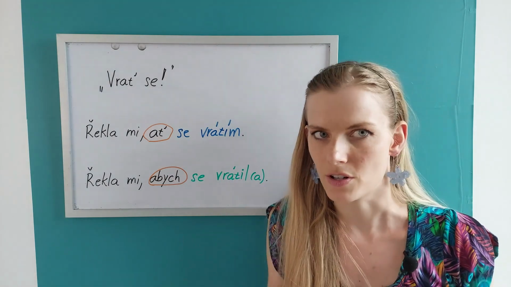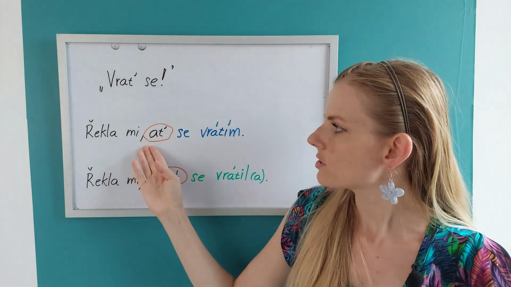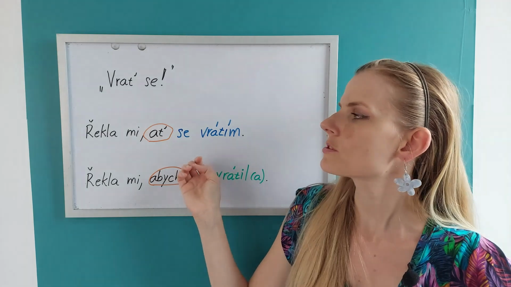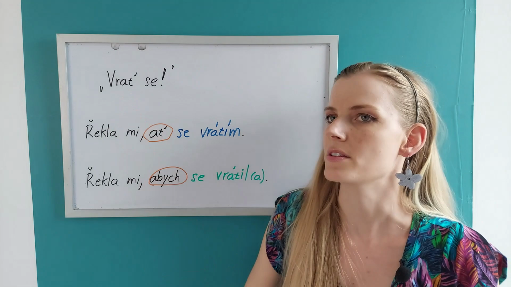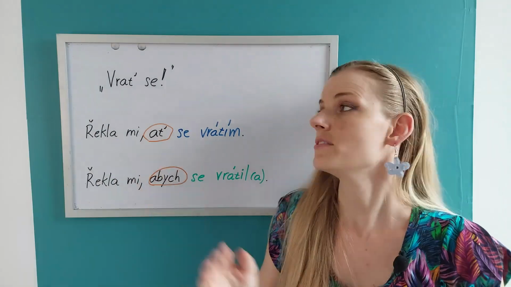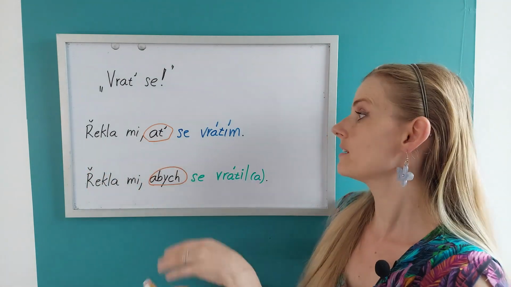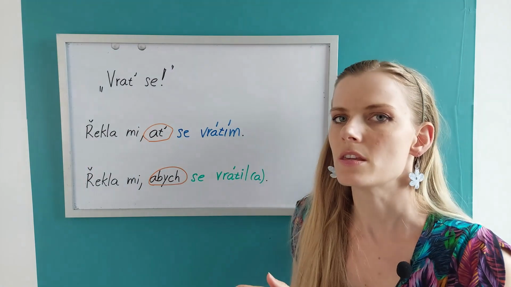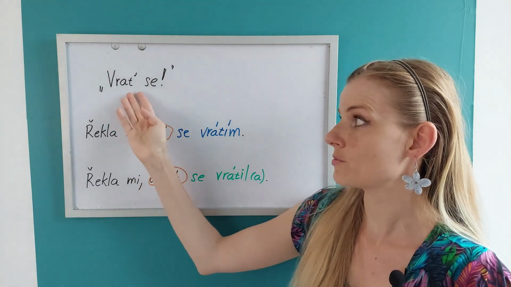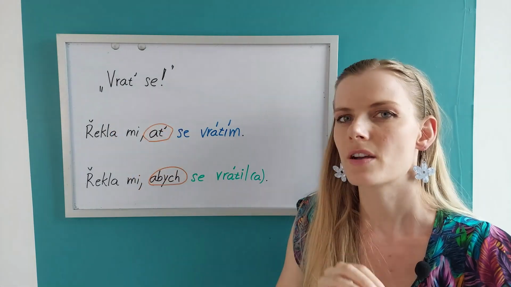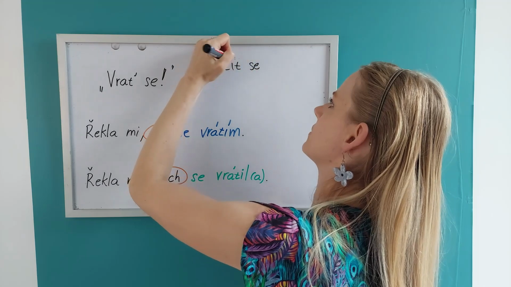Ať has several functions, and one of those functions is when you want to use reported speech of something that was mentioned in an imperative form. And this is an imperative, is a command. Come back, vrať se. So the first option is to use ať, and then what would follow after would be either future tense, if that's a perfective verb, such as this one. This one is a perfective verb. Vrátit se. Vrátit se is a perfective verb.